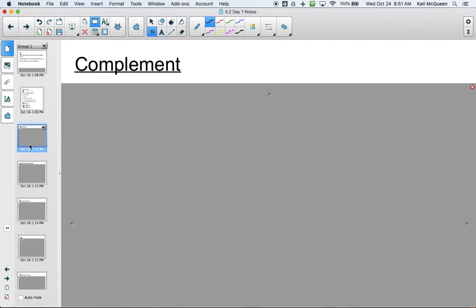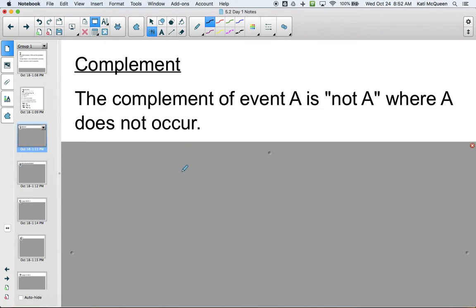Okay, so we're going to go through kind of some of the more basic probability vocab words. So looking at a complement. So things that complement each other are things that go together. So the complement of event A is not A, where A does not occur. Okay, so you want to think about this as like if event A is it's going to snow, the complement would be that it's not going to snow.